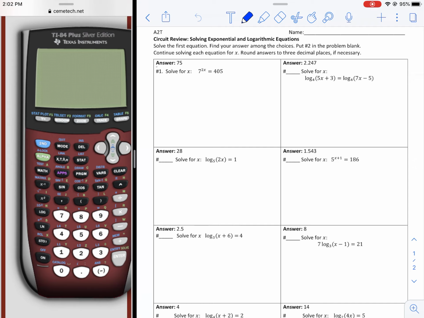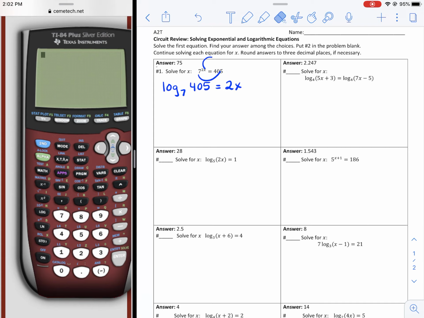So this first problem I want you to recognize as an exponential equation. So the first step is you have to change it to log form. When we change to log form, we write log base 7. The base of the log is the base of the exponent. And then we kind of do 1, 2, 3. So log base 7 of 405 equals, and then the third number is the exponent, 2x.